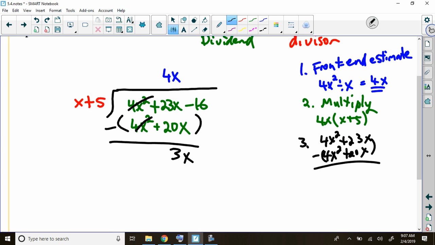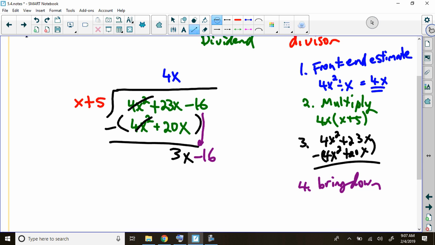Okay. So if we think about it, we divided, we multiplied, we subtracted. What's the next step in our process? Bringing down. So now we've got to bring down, in this case, the minus 16. So there's the minus 16. Remember earlier I said alignment's critical. Notice in that column, all our linear terms are there, all our constant terms, all in a line. Make sure you've got everything lined up nice and neat.